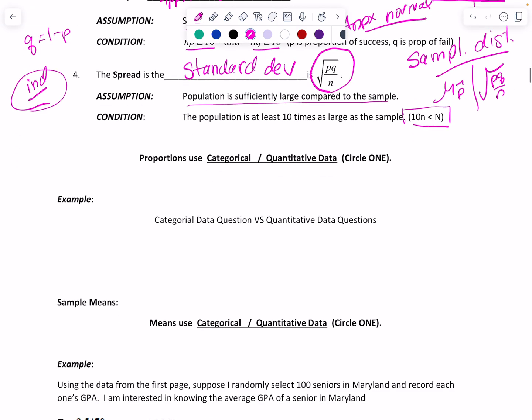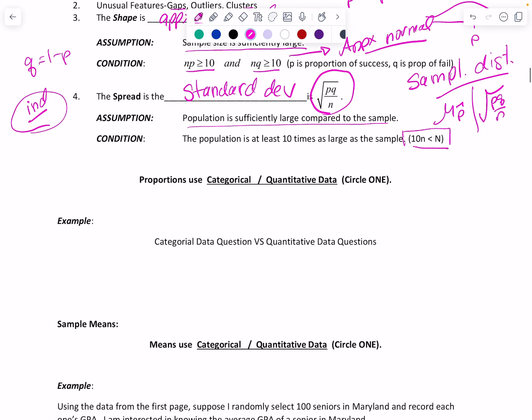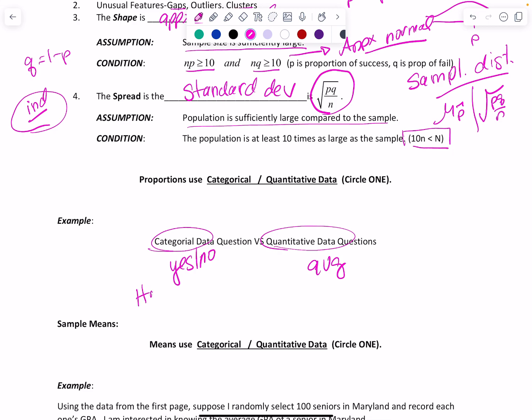Okay, so let's look at our example here. As I said, we have categorical data versus quantitative data. Categorical data is usually a yes or no answer, or putting things in categories. Quantitative data is going to give me an average of something. So this one would be: what's the proportion that have above a 3.0? And this would be: what's the average GPA?